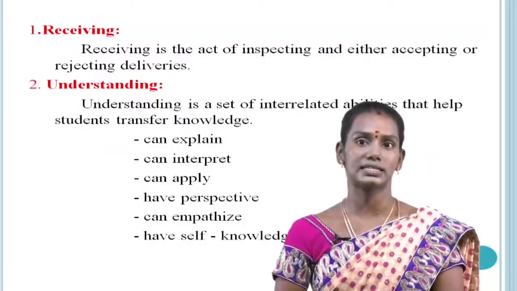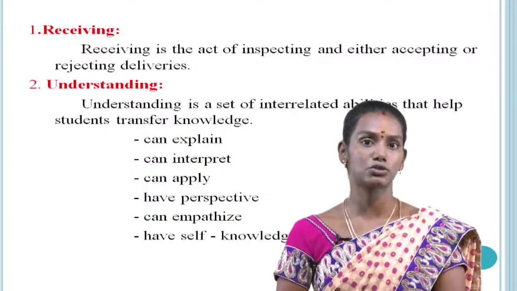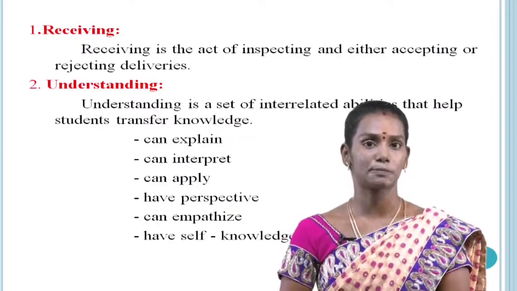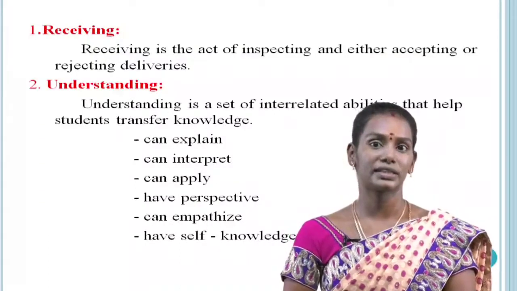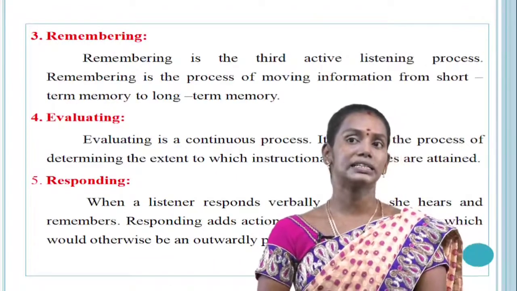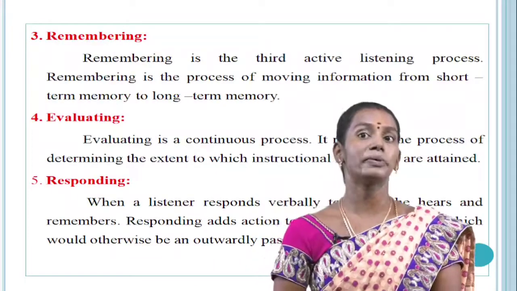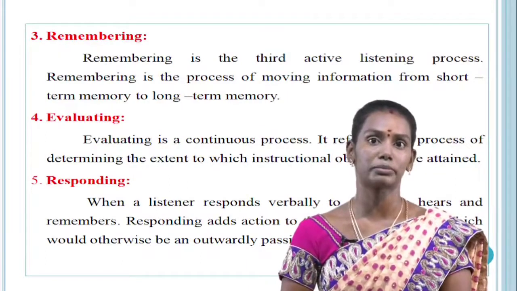The second one is understanding. Understanding is a set of interrelated abilities that help the student transfer knowledge. Can explain, can interpret, can apply, have perspective, can empathize, have self-knowledge. Remembering. Remembering is the third active listening process. Remembering is the process of moving information from short-term memory to long-term memory.